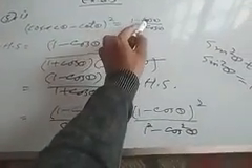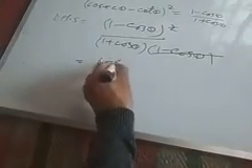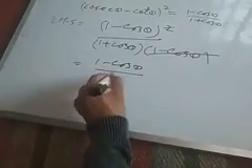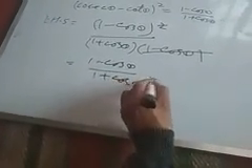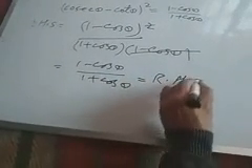This is how we prove this identity: 1 minus cosec theta minus cot theta ka whole square equal to 1 minus cos theta divided by 1 plus cos theta. So in this way we proved this identity. 1 minus cos theta divided by 1 plus cos theta equal to the right hand side. So thus we proved this identity.